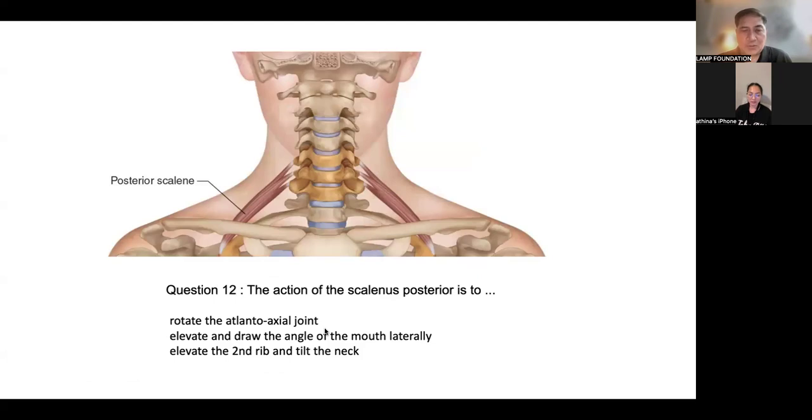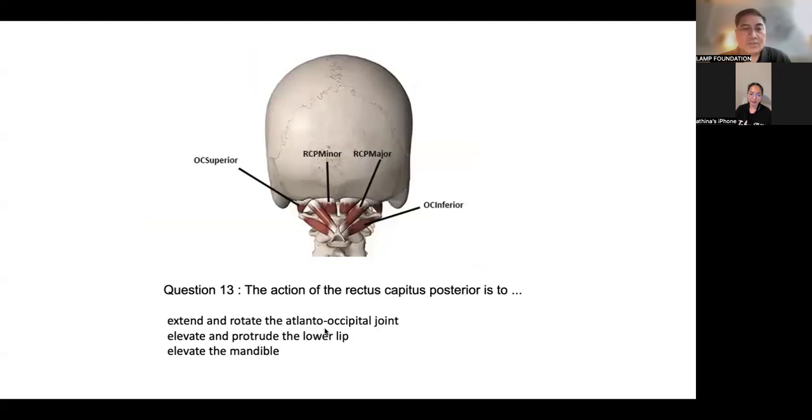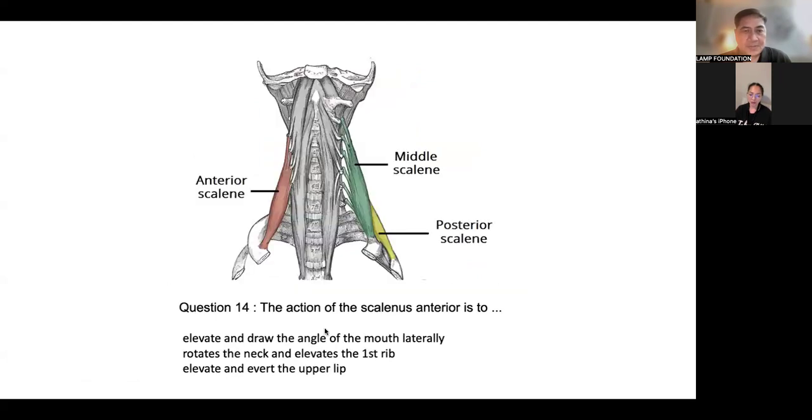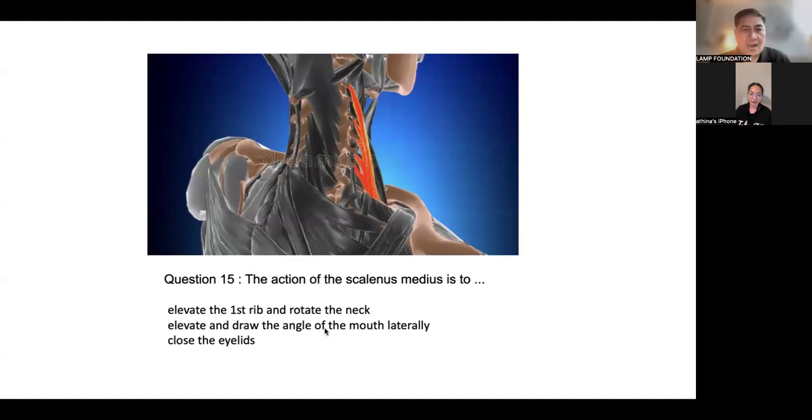Action of the scalenus posterior. It elevates the second rib and tilts the neck. Action of the rectus capitis posterior. It extends and rotates the atlanto-occipital joint. Action of the scalenus anterior. It rotates the neck and elevates the first rib. Action of the scalenus medius. It elevates the first rib and rotates the neck.